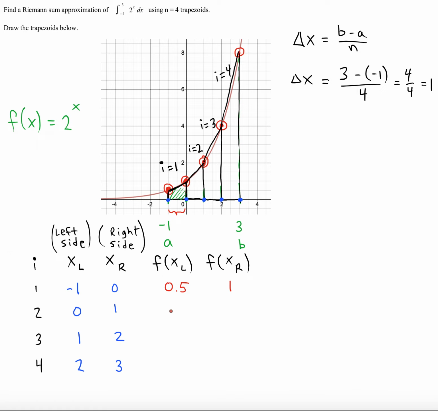For our second trapezoid, its left side has a height of 1, and its right side has a height of 2. For the third trapezoid, the left side has a height of 2, and the right side has a height of 4. And for our last trapezoid, the left side is 4 units tall, whereas the right side is 8 units tall.